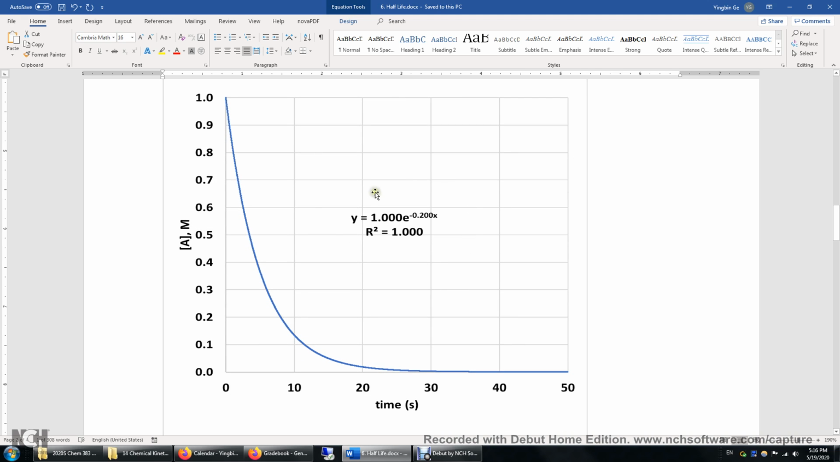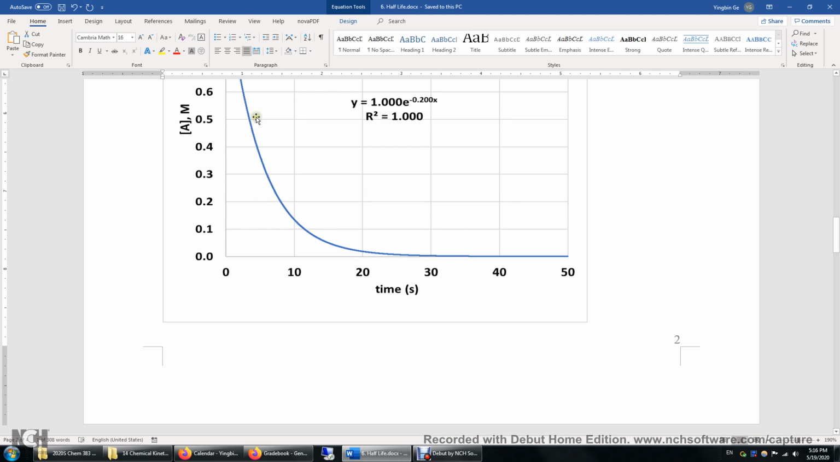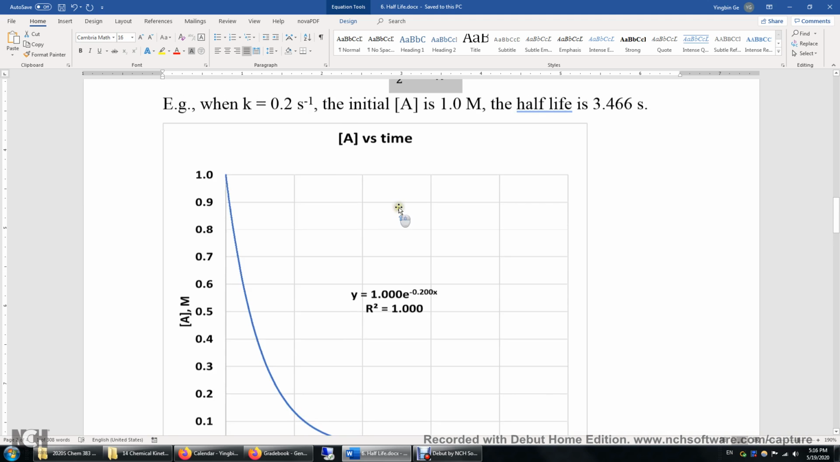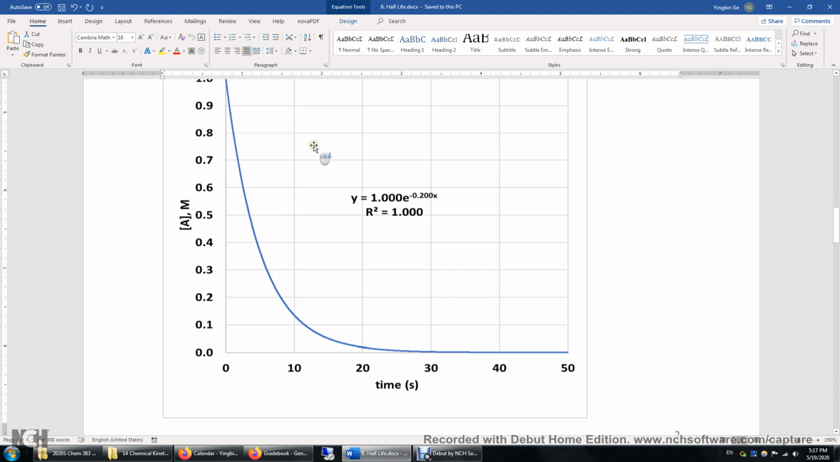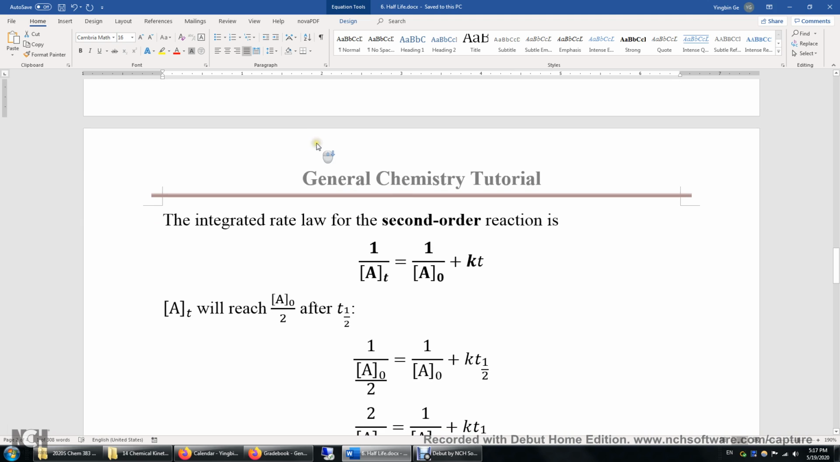All right, also you can just plug in the number here to get the half-life. This y is 0.5 right here at half-life. So 0.5 equals 1 times this exponential function. Solve the function, and you will get the half-life x. All right, again, roughly 3.5 seconds, but more accurately, it's 3.466 by using ln2 divided by the rate constant k. Right? Now, second order.